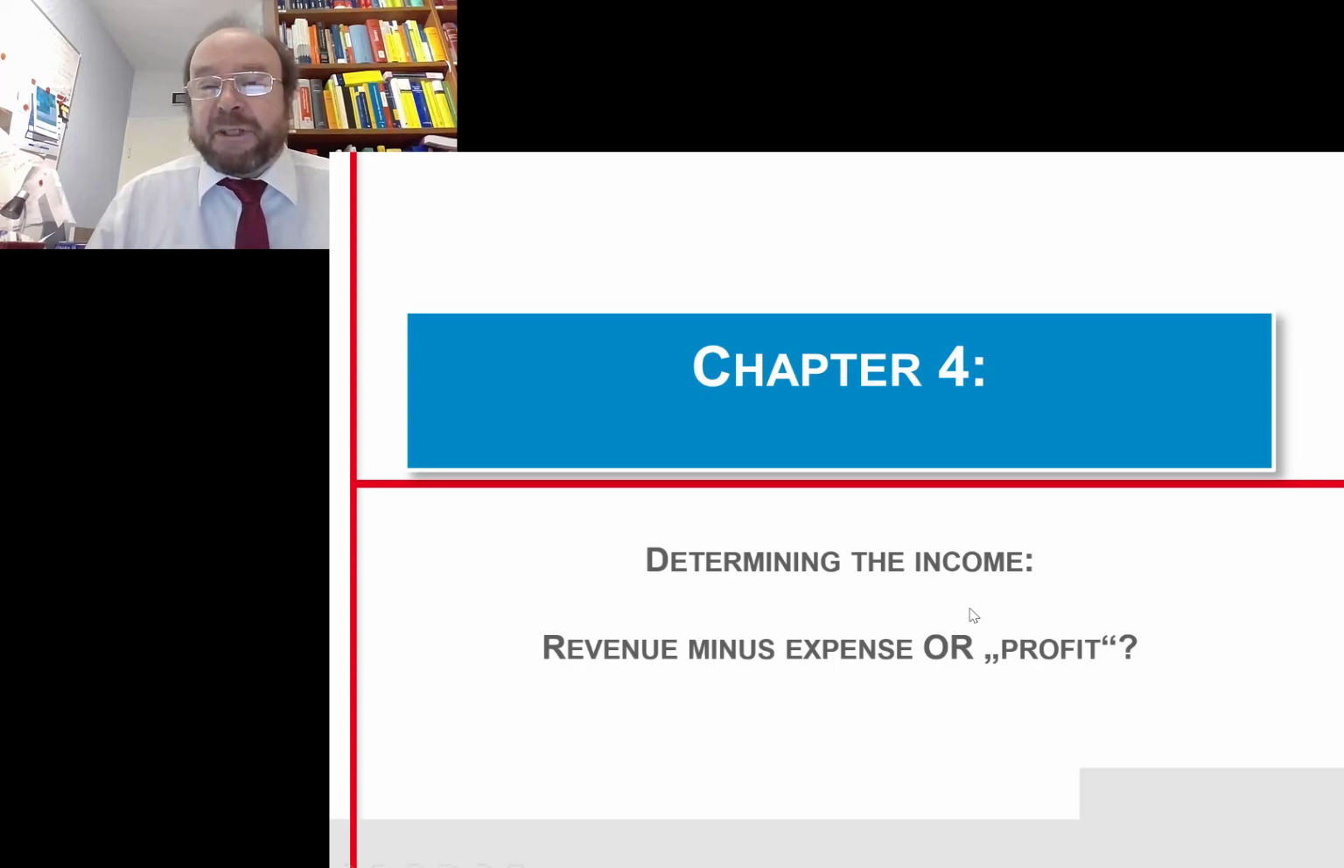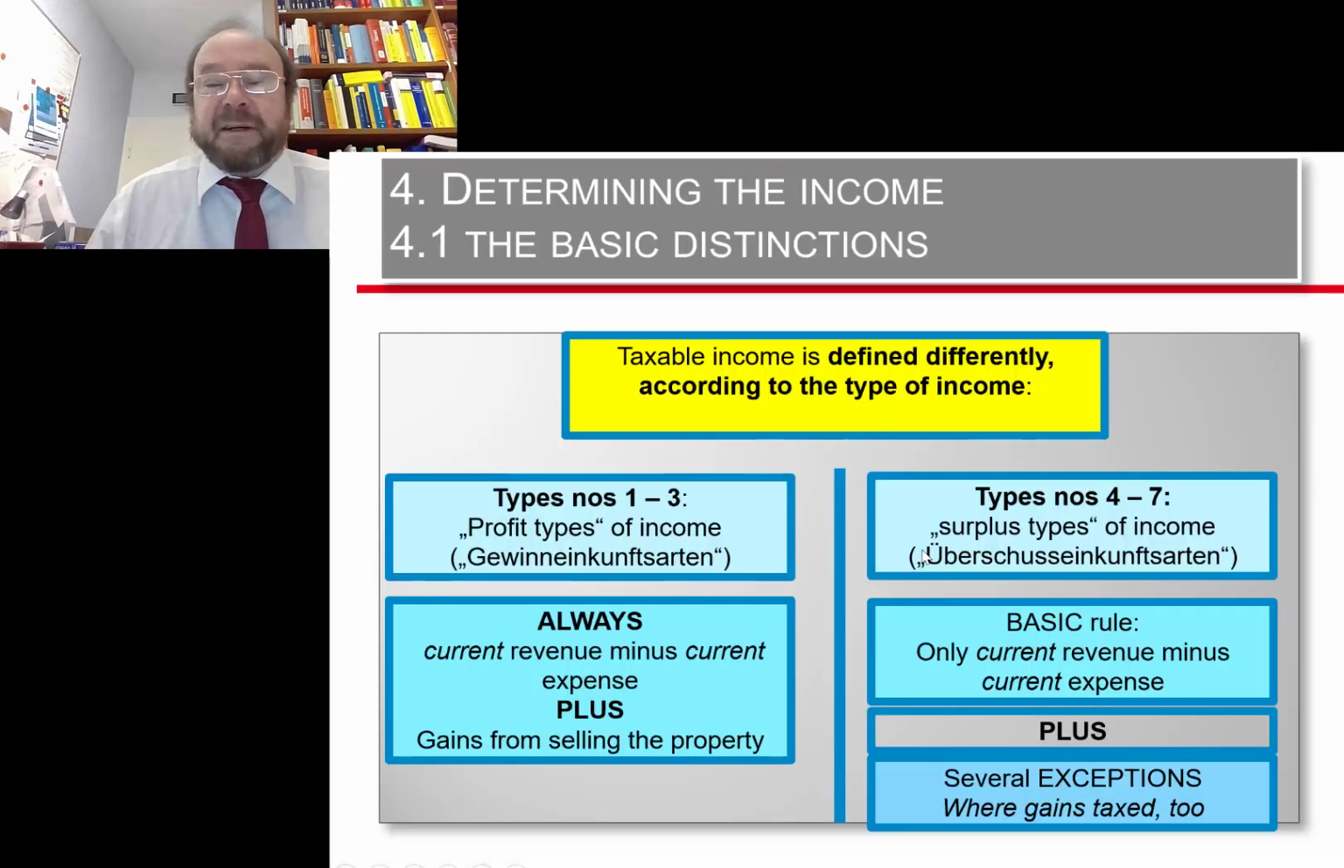And when we go a bit more into details into what we find in German tax law about determination of the income, then you have the fundamental question, revenue minus expense or profit. Yeah, and that reminds me and you of what we did in the last chapter. The income is defined differently according to the type of income.